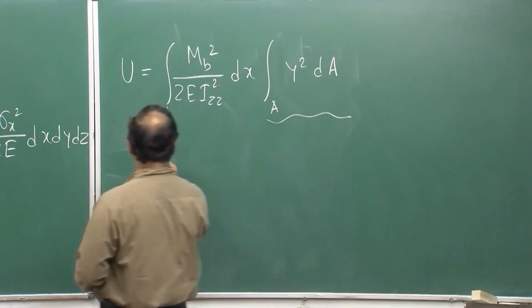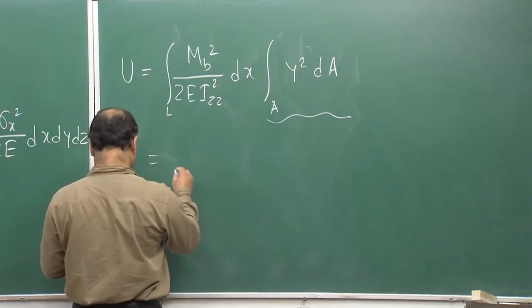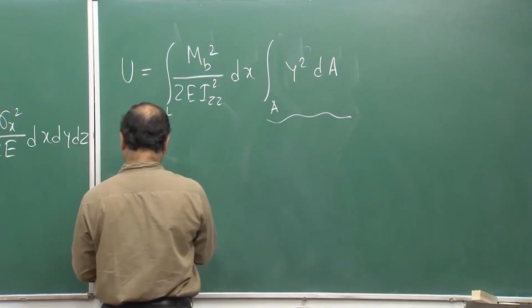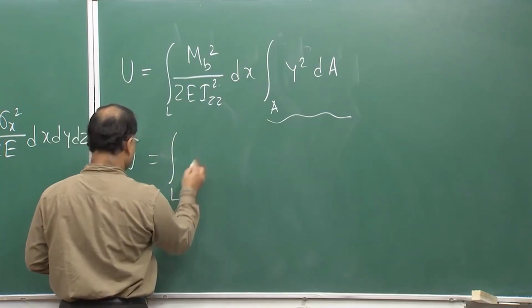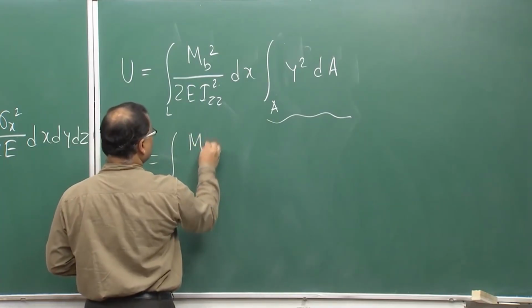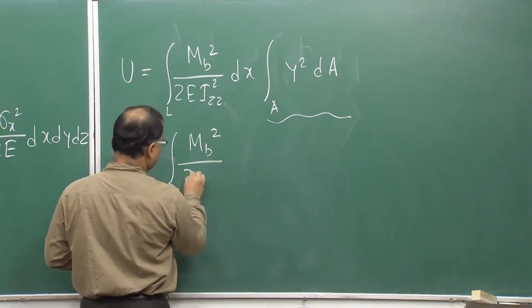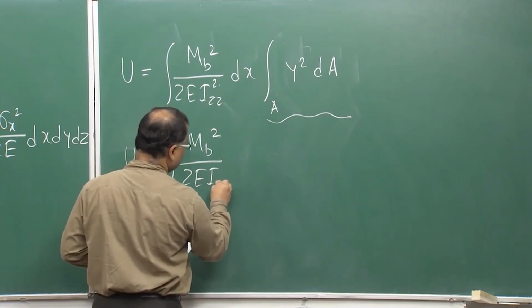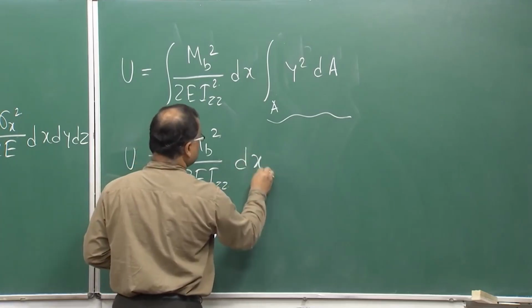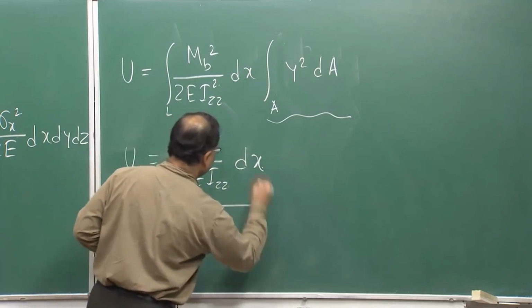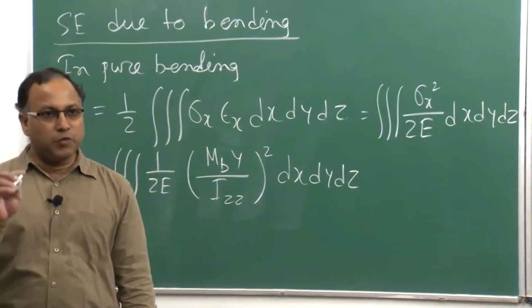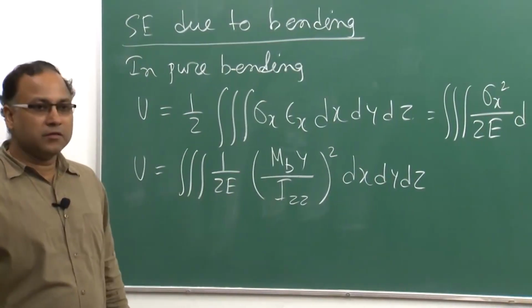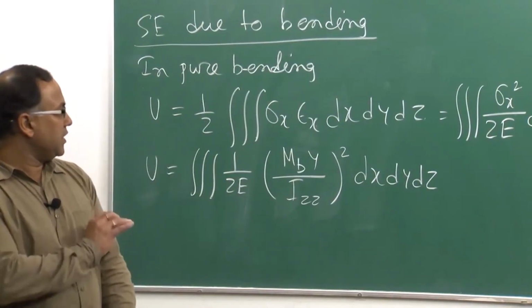So, we can write this as U equals integral of Mb square by 2 E Izz dx. So, that is the expression for your strain energy under pure bending. Agreed? Any doubt? I hope everything is clear, right.